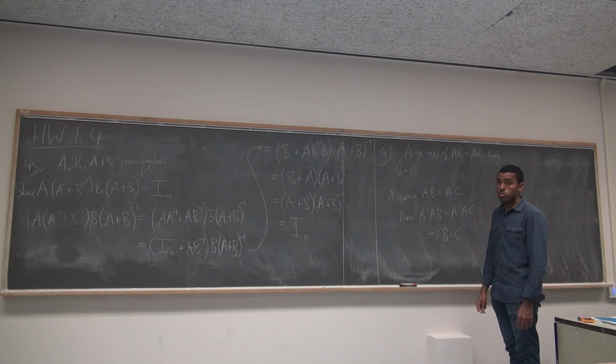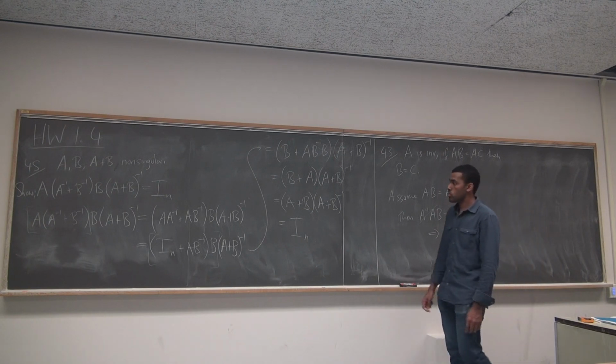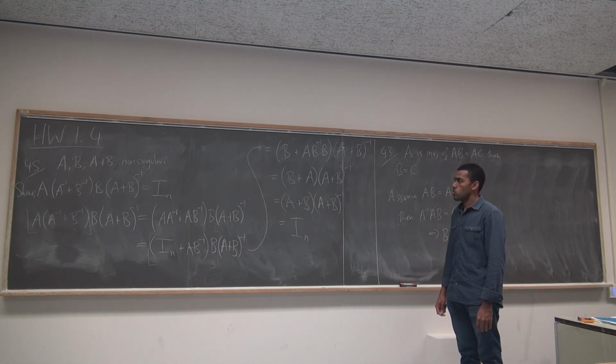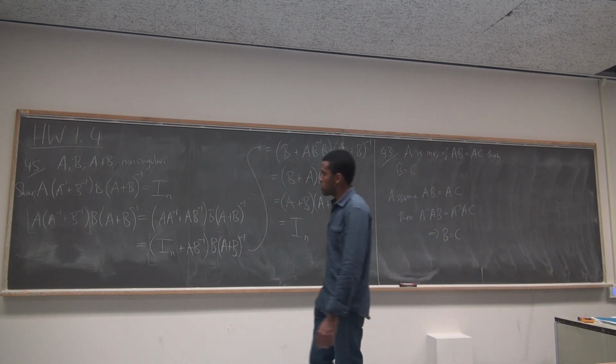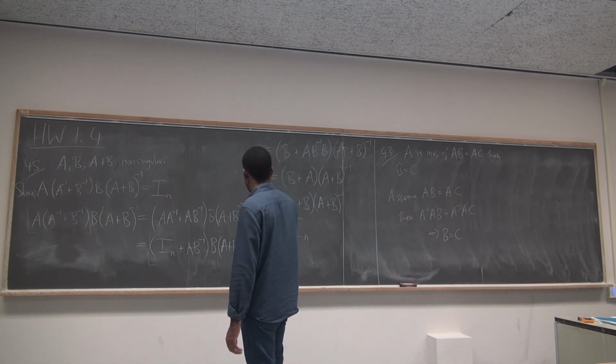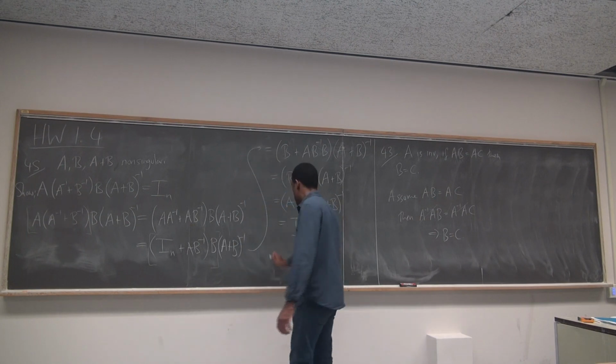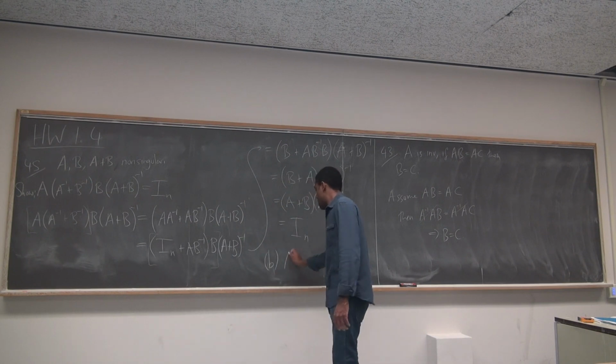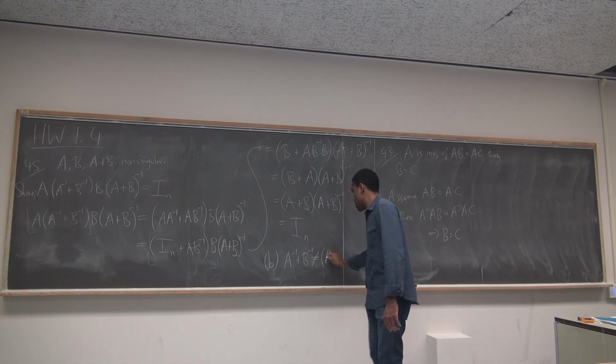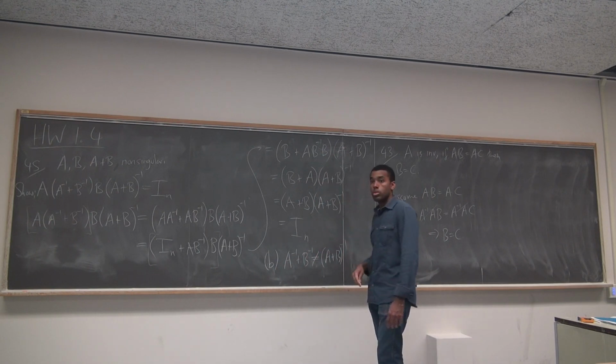Further, question 45, part B asks what the result you found in part A tells you about A inverse plus B inverse. Well, it tells you that A inverse plus B inverse is not the same as (A plus B) inverse.